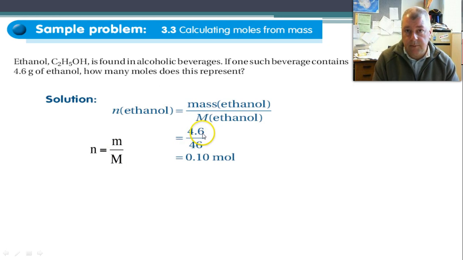The mass is in grams, remember, not kilograms as we use in physics. So 4.6, the molar mass, if we added up all the carbons, hydrogens, oxygens and hydrogens, we'd get 46, and therefore that represents 0.1 mole.